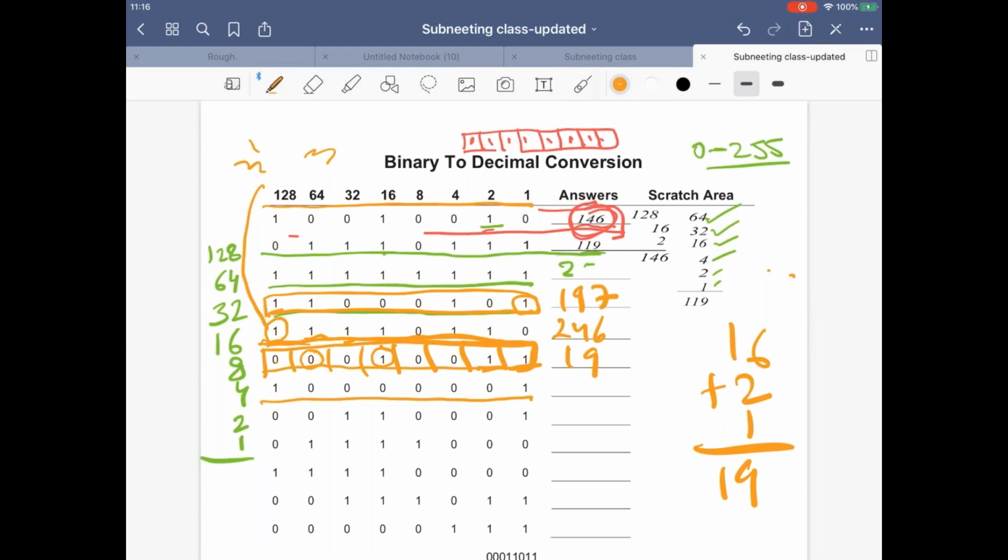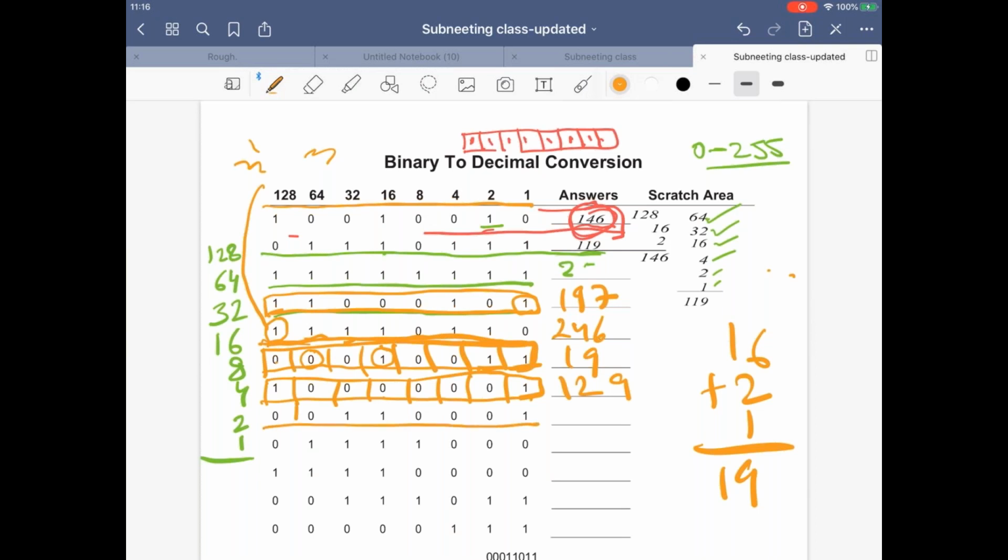This is 1000. This is one octet. What will be the answer? 128 plus 1, yes, 129. So this will be the answer. In this way, we can do. This is one octet.